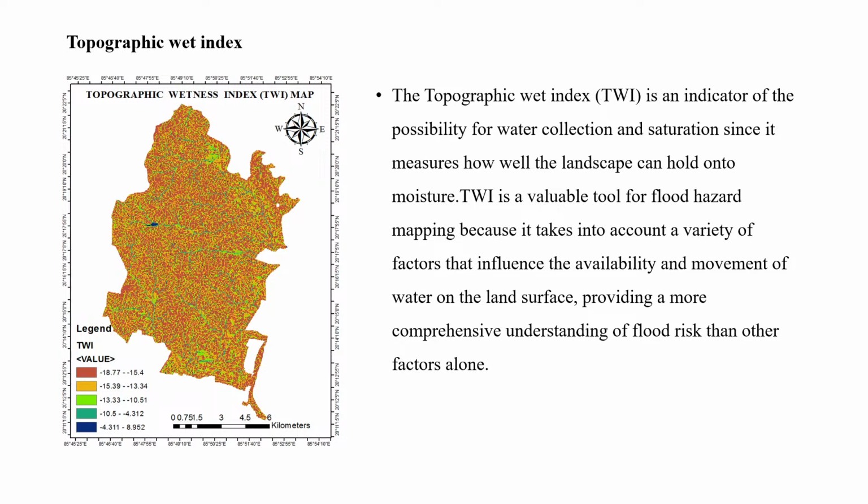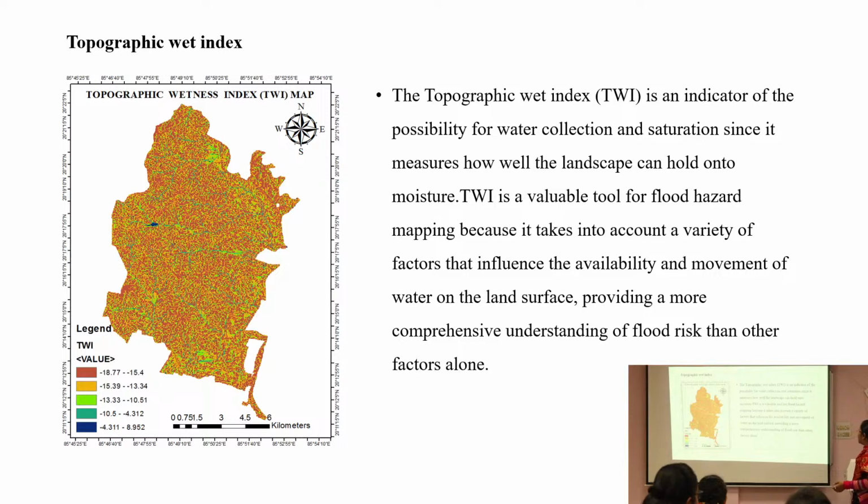So, topographic weight index also, it is like moisture content, and it is an indicator of the possibility of water collection and saturation, since it measures how well the landscape can hold moisture. So, normally what happens, the land surface and the impervious layer, if there is an impervious layer and the soil moisture content is very low, then the saturation is less. So, based upon slope and your land cover, land use, this topographic weight index is calculated, there is a formula also for this. So, after that this map is done.